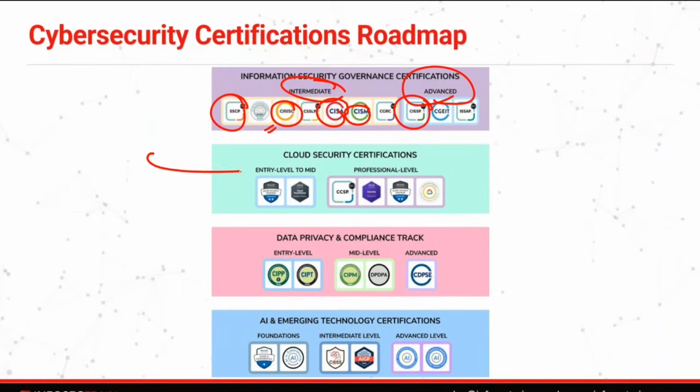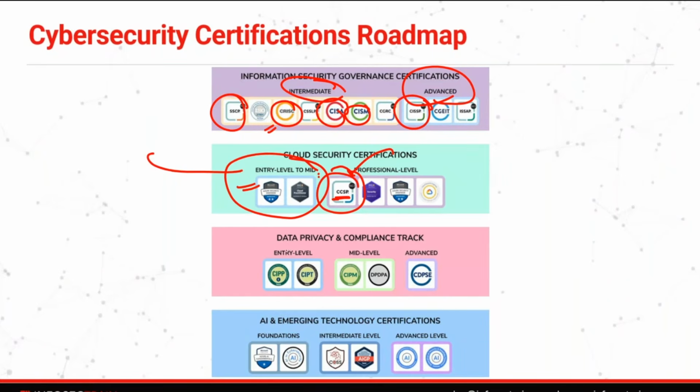If you're interested in cloud security, you can go for these entry level to mid certificates: your Microsoft Azure, your AWS Cloud Practitioner. After that, you can move to CCSP, Certified Cloud Security Professional. This is a very important certificate for you to climb up the ladder in the cloud security specialist roles that you will be having.